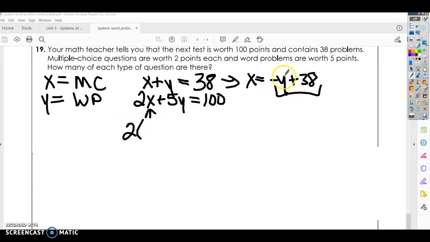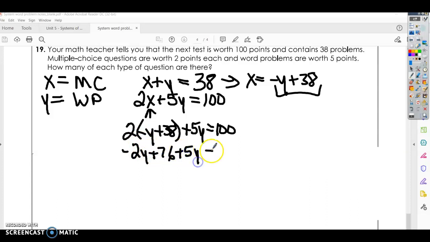So I'm going to have 2 times negative Y plus 38 plus 5Y equals 100. Then, as before, I need to distribute the 2 to both things inside the parentheses, so I'm going to get negative 2Y, 38 times 2 is 76. And since 5Y and negative 2Y are on the same side of the equation, I'm just combining like terms. So I get 3Y plus 76.